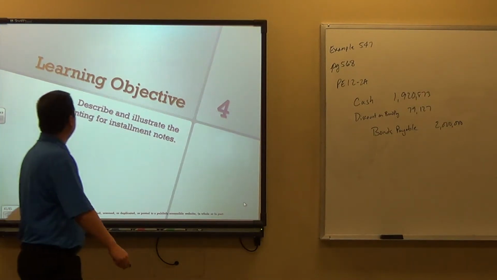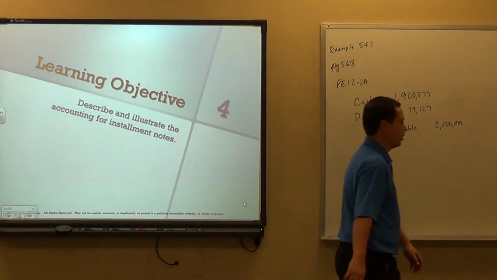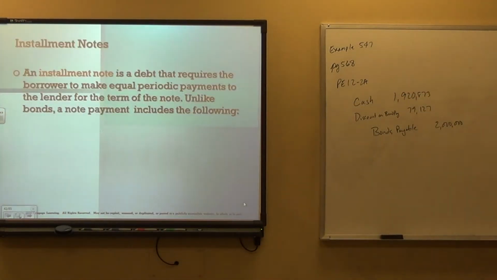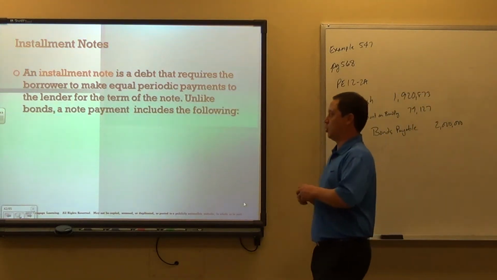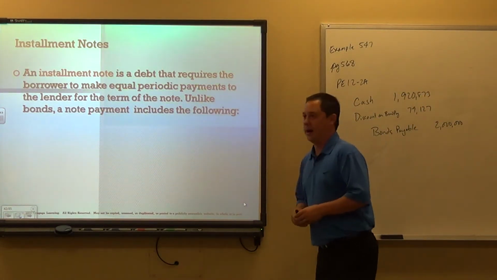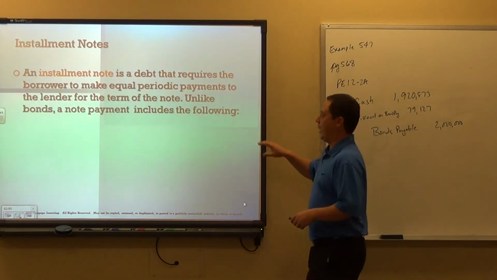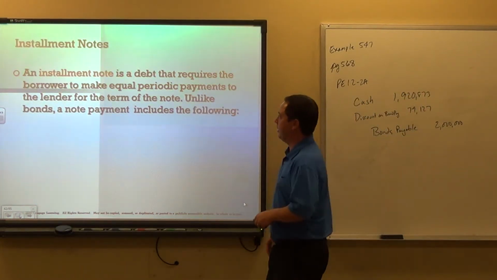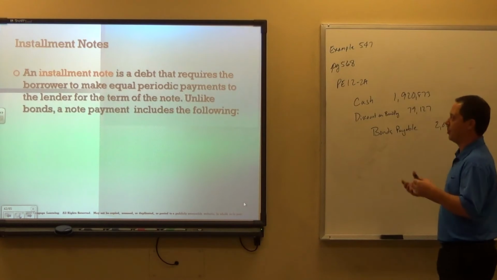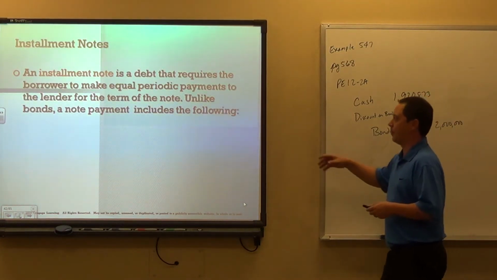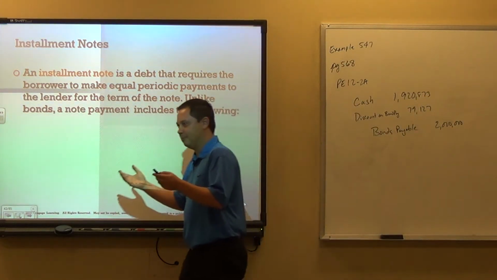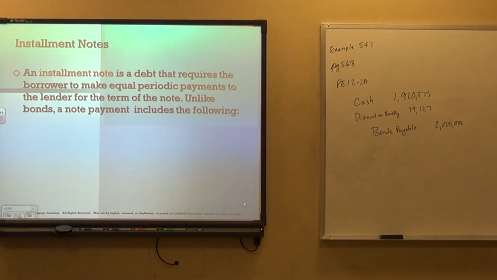All right, so let's take a look here at describing and illustrating the accounting for installment notes. Sometimes we decide to do installment plans, where you go to a lender or somebody else to get this. An installment note is a debt that requires the borrower to make equal periodic payments, like we would do with a loan. Bonds are a little different, where we just pay the interest until the face amount is due. So this is a little different.